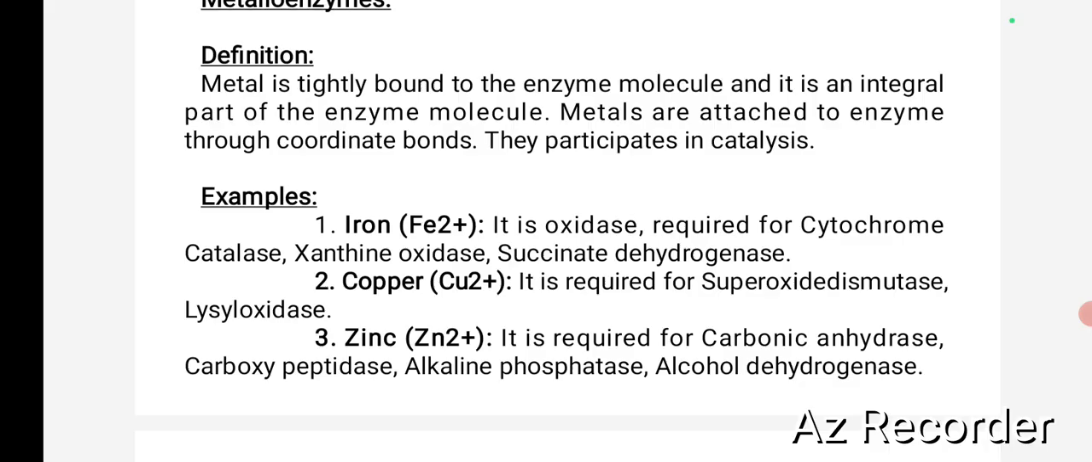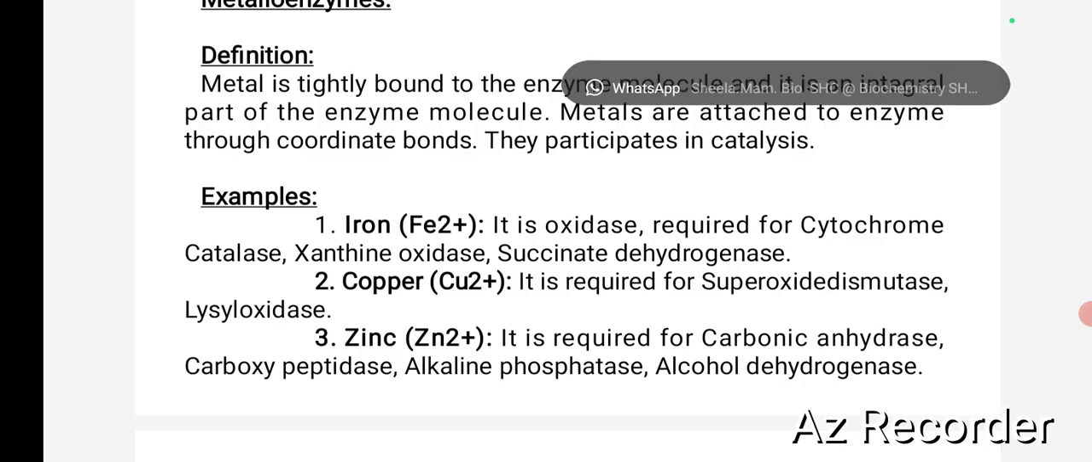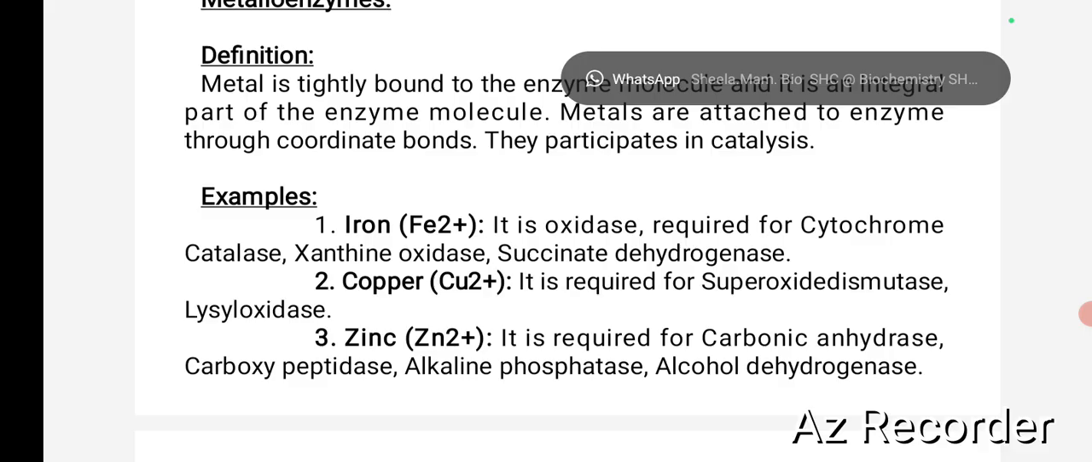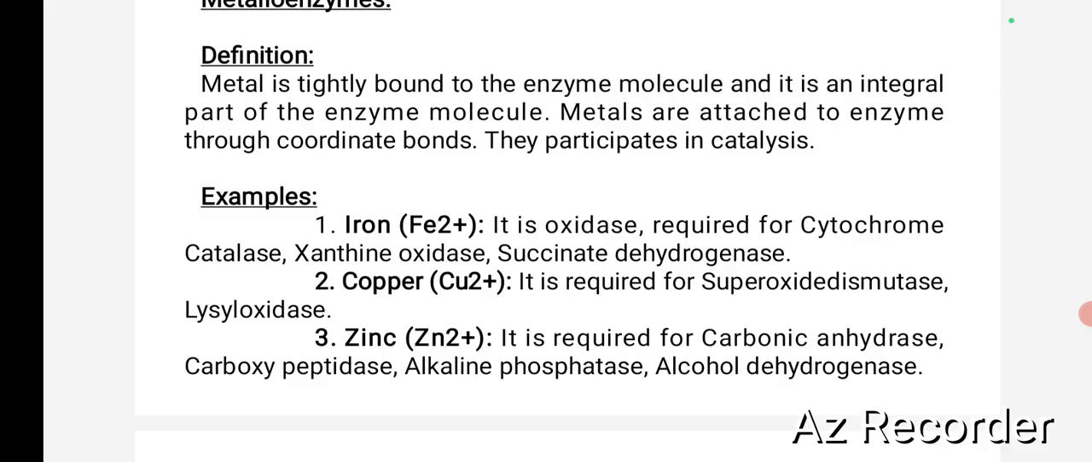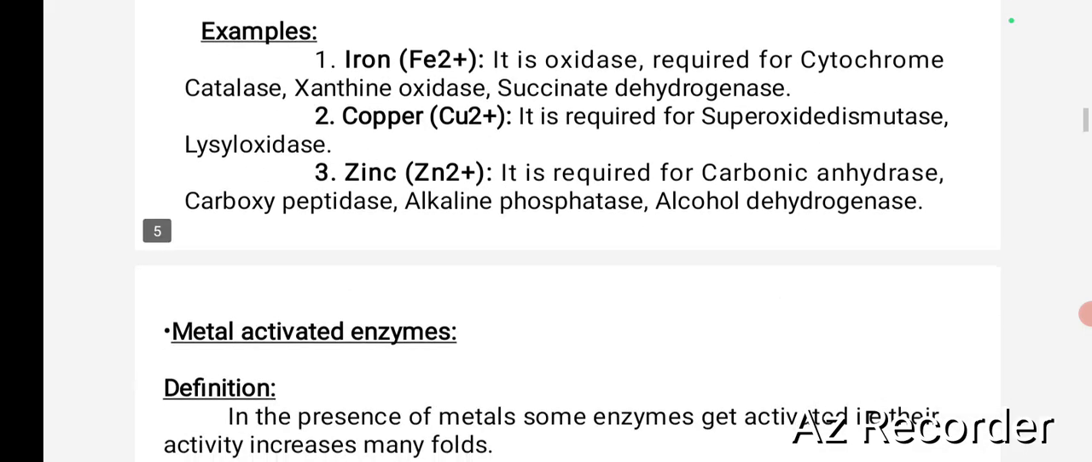Next one is copper. Copper is required for superoxide dismutase and lysyl oxidase. Third one is zinc. It is required for carbonic anhydrase, carboxypeptidase, alkaline phosphatase, and alcohol dehydrogenase. These enzymes utilize zinc as a cofactor.